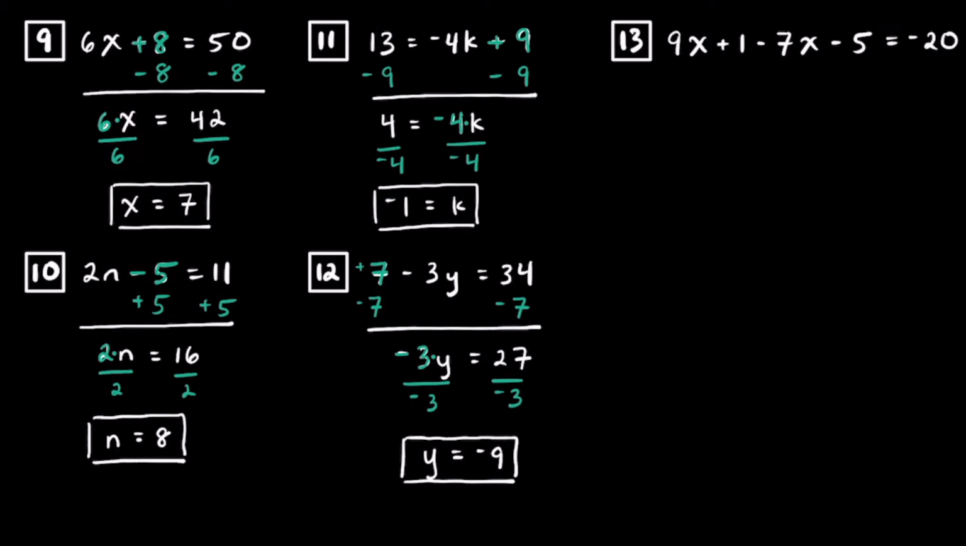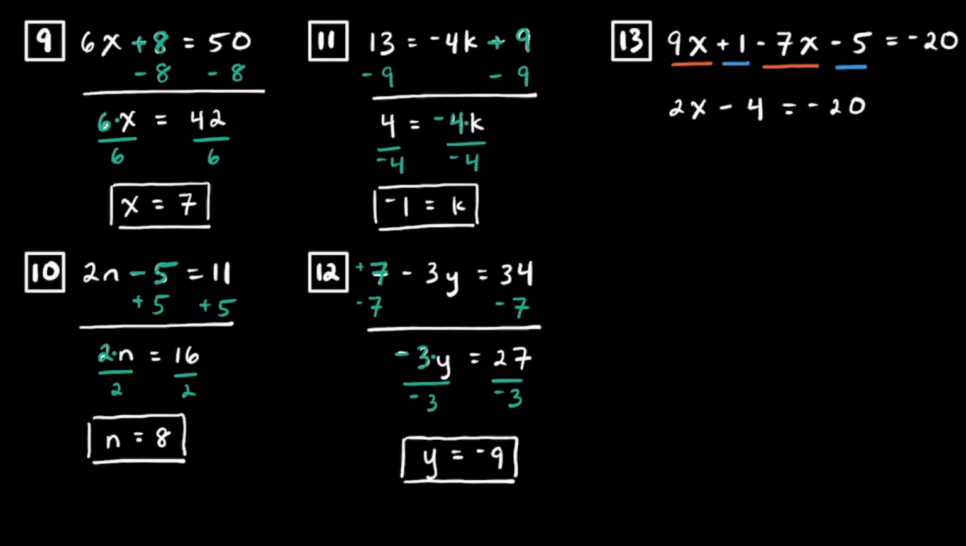For number 13, we have 9x plus 1 minus 7x minus 5 is equal to negative 20. So we just have to combine some like terms here before we do anything else. So on the left side, we have this 9x minus the 7x. So if you combine those, that should equal 2x, right? And then we go ahead and take a look at this positive 1 as a constant and this minus 5. So 1 minus 5 is going to be negative 4, so we can just write minus 4. And on the right side, we just have this negative 20 still over there, not really doing anything.